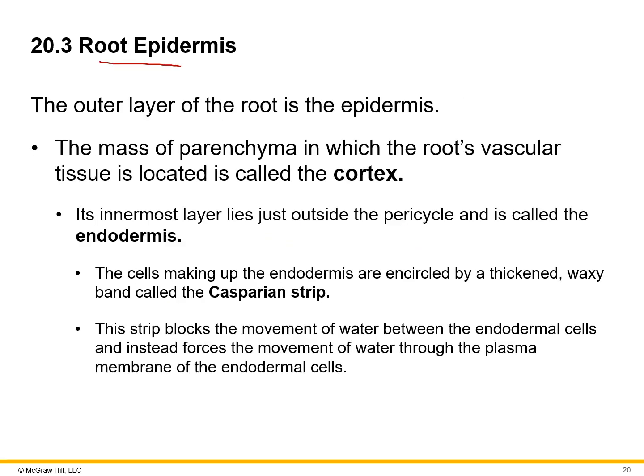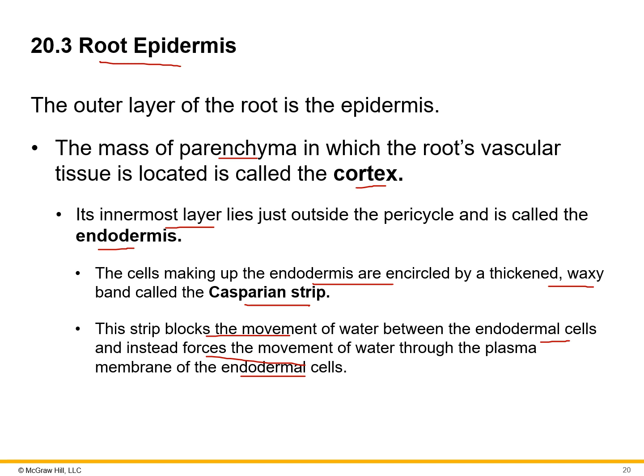So then the root epidermis, this is that outer layer of the root. Then there's a mass of parenchyma cells, the actively functioning cells, that make up the tissue called the cortex. And then the innermost layer that lies just outside that pericycle, where those lateral roots are coming from, is called the endodermis. So epi, outside, endo, inside. And the cells that make up the endodermis are encircled by this thick, waxy band called the Casparian strip. And this strip blocks the movement of water between endodermal cells and instead forces the movement through the membrane into those endodermal cells.